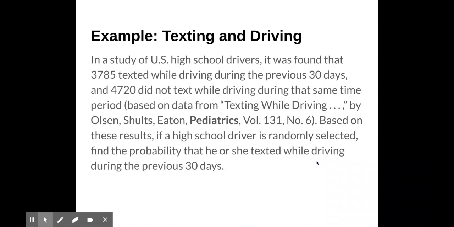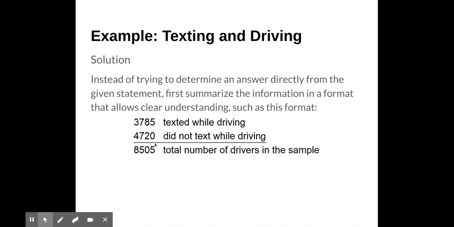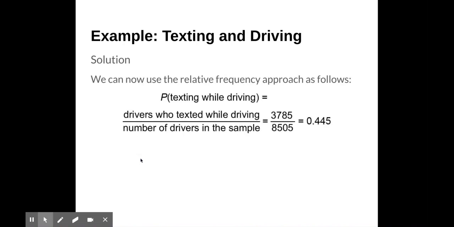Texting and driving. Here's another example. The difference here is that we aren't given a total number. We're told that 3,785 high school students said they texted while driving in the last 30 days, and 4,720 did not. If I want to find the probability that a randomly selected high school driver had texted in the last 30 days, I have to first add these two values together to get the total number of drivers in the sample, or the total number of times this procedure of asking a high school student driver if they had texted in the last 30 days was done. Once I have that, it's exactly the same as the skydiving problem. Take the number of drivers who texted while driving divided by the total number of drivers asked. We get our probability that someone texted while driving in the last 30 days, 0.445.